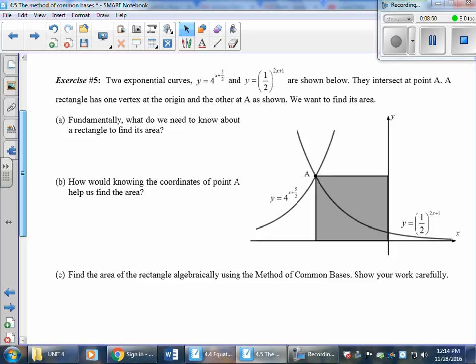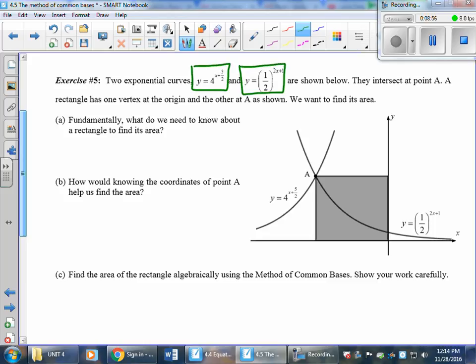So they give us 2 exponential curves. All right, so take a deep breath. Not so bad. Here's one. Here's the other. All right, and they intersect at point A. So here's the point A right here. A rectangle has one vertex at the origin, which is down here, and the other one at that point A. All right, and we want to find its area.